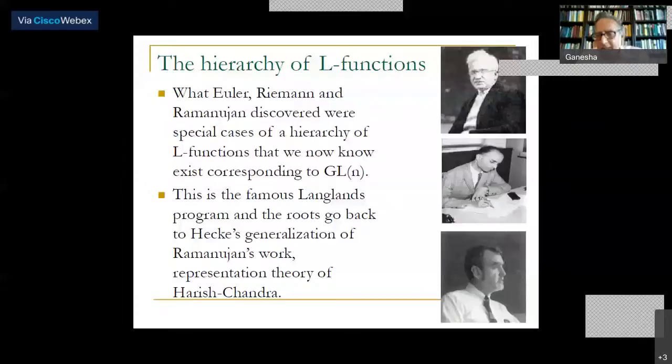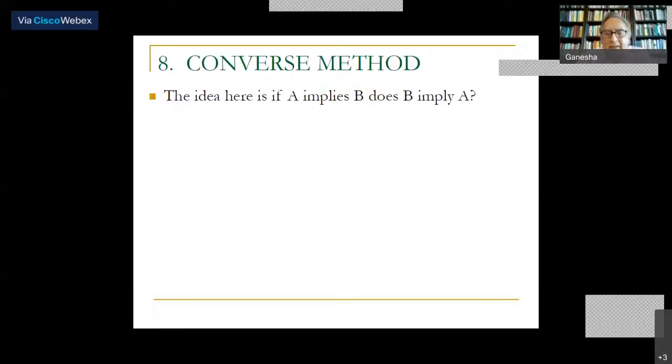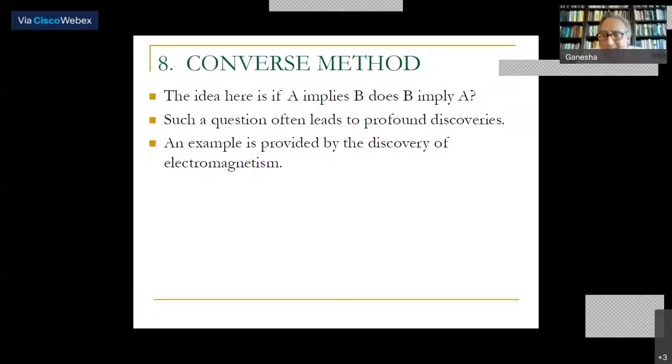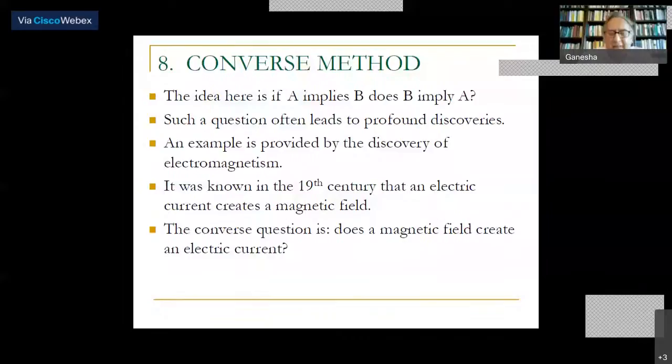The final method that I want to put before you of churning the mind is what's called the converse method. So here, if we know that A implies B, we can always ask the question, does B imply A? And such a question often leads to profound discoveries. Now, a good example is provided by the discovery of electromagnetism. It was known in the 19th century that an electric current always creates a magnetic field. And so the converse question is, does a magnetic field create an electric current? And the answer is, sure enough, yes.